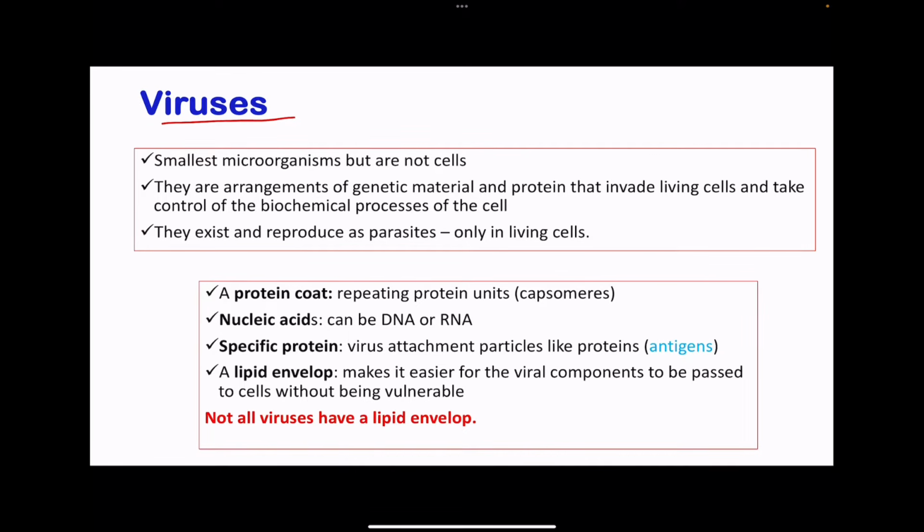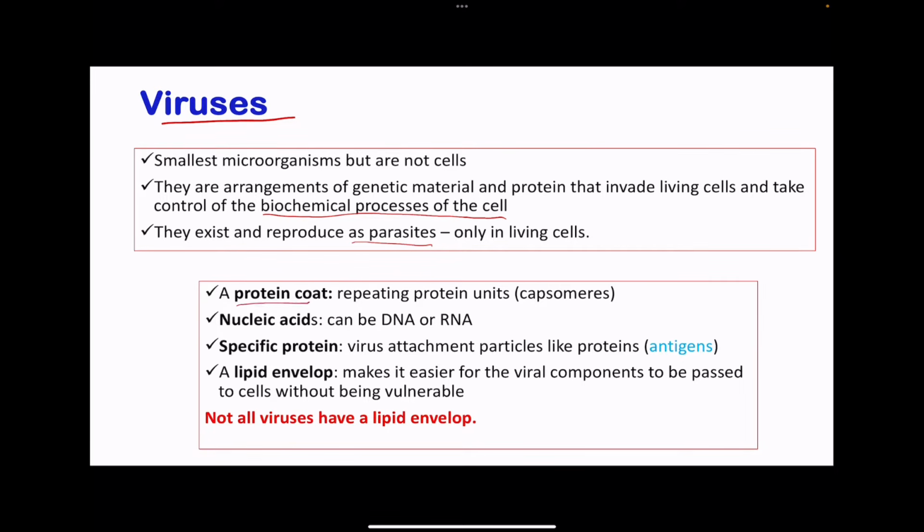Viruses are very small. They're just arrangements of nucleic acid material as well as protein, and they invade cells in the body where biochemical reactions take place. They can exist and reproduce as parasites only and in living cells.